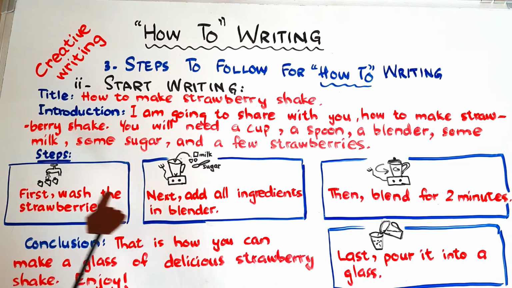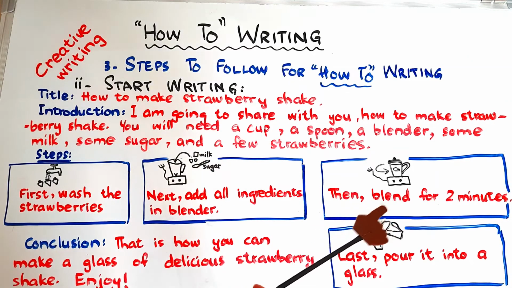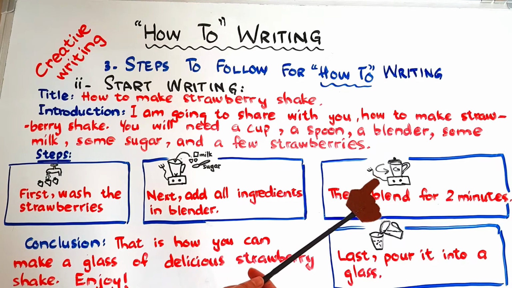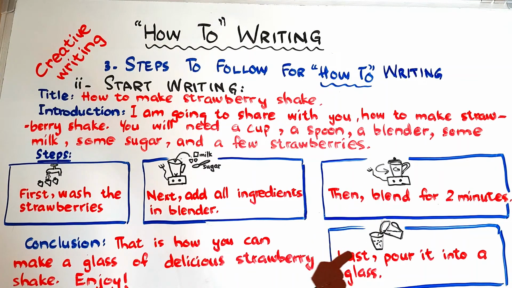First, wash the strawberries. The picture is over here. Next, add all ingredients in a blender. Here you go. Then blend for 2 minutes. Here it's blending. And last, pour it into a glass. Here you go. After writing these steps, you have to give a conclusion. That is how you can make a glass of delicious strawberry shake.